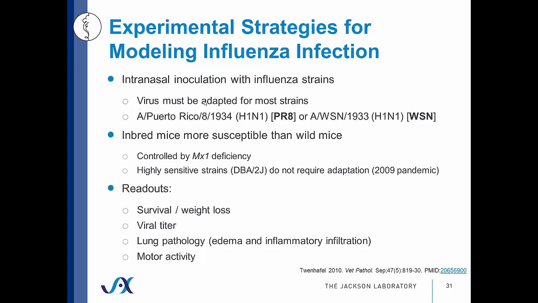The readouts for influenza infection in mice include survival, as well as weight loss. Mice typically lose weight in response to influenza, and so that can be used as a readout for disease progression. The viral titers can also be measured, as well as lung pathology and motor activity.